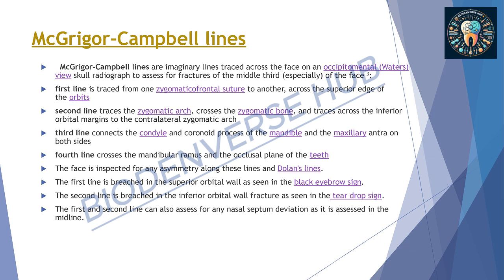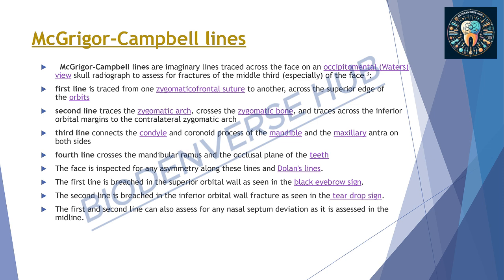So now let us discuss the McGregor-Campbell lines in quite detail. These are basically imaginary lines that are traced across the face on the occipitomental view in order to assess for fractures of the middle third of the face. The first line is traced from one zygomaticofrontal suture to another across the superior edge of the orbit. The second line traces the zygomatic arch, crosses the zygomatic bone and then traces across the inferior orbital margins to the contralateral zygomatic arch.